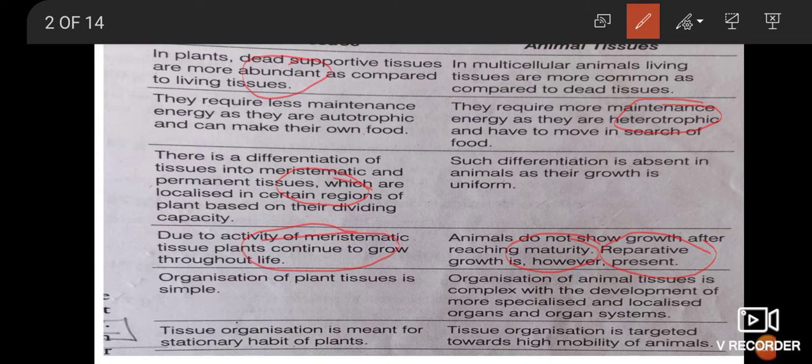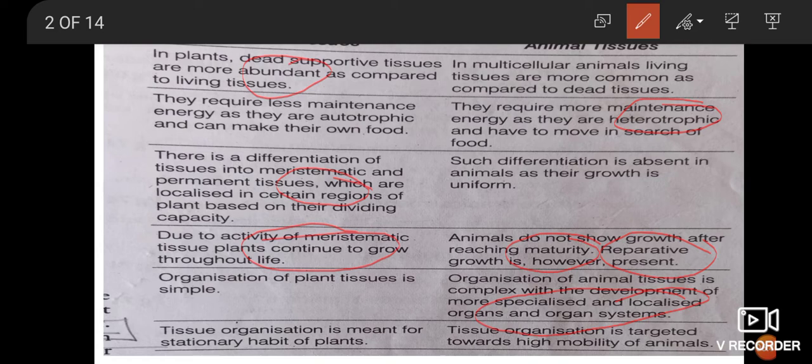Okay, the fourth difference is that the organization of plant tissue is very simple. They have complex tissue, but it does not have that complex an organization, whereas the organization of animal tissue is complex, with the development of more specialized and localized organs and organ systems. Plants do not have any particular organ system, they do not have a digestive system, excretory system and so on, whereas animals have such systems inside the body. That is why the organization of animal tissue is very complex.